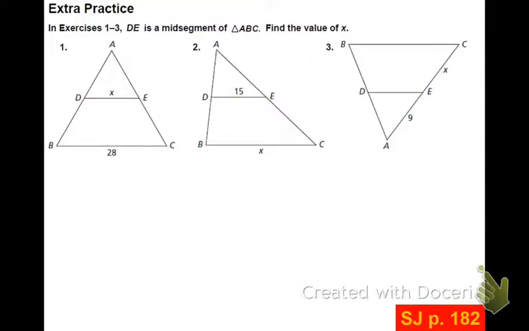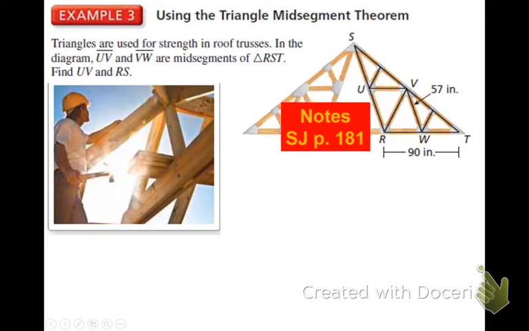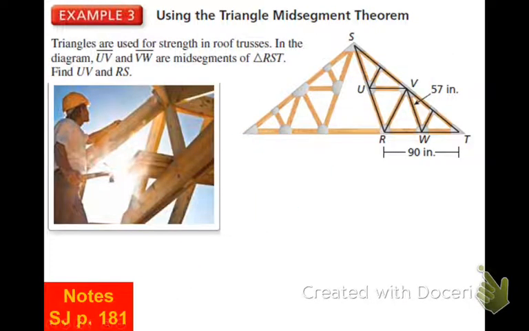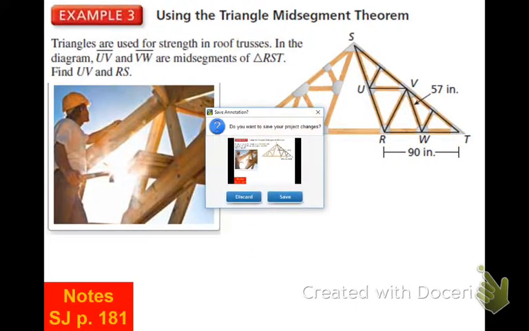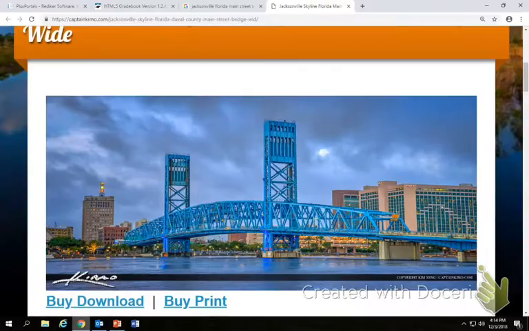In our second section, we're going to talk about how triangles are used for strength in roof trusses. If you've never heard that word before, you see it a lot in construction. I was actually going to show you this picture. If you are familiar with Jacksonville, this is the downtown Main Street Bridge. It is completely made of trusses.